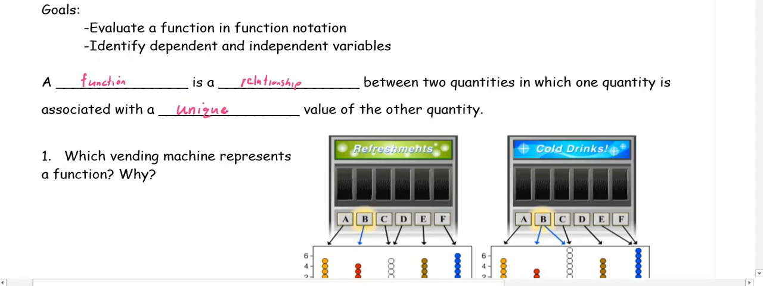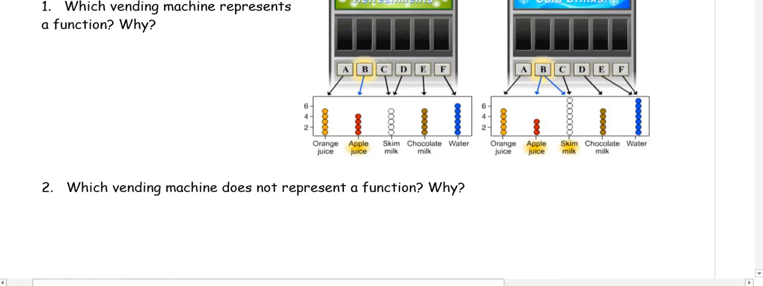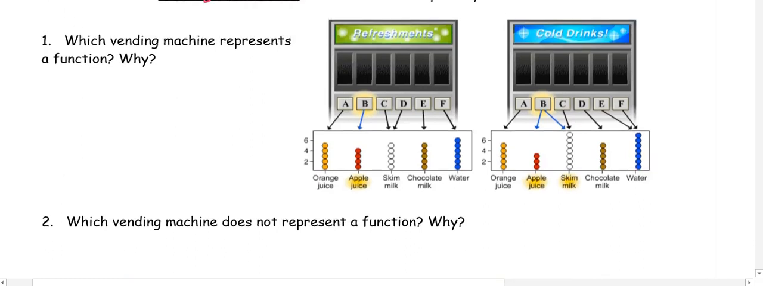So for example, if we said x was 5, there'd be one y value that'd be assigned to it as the output. So let's look at the vending machines to talk about functions a little bit more. Which vending machine represents a function in y? If we look at the vending machines, we have two different ones. We have a refreshments and a cold drinks.